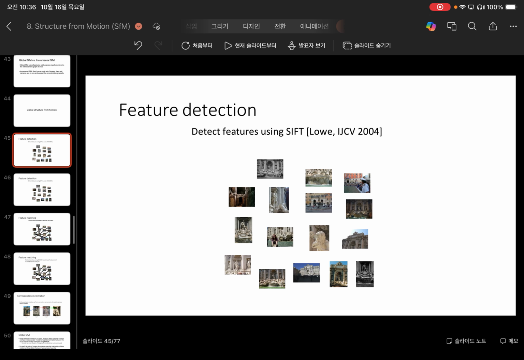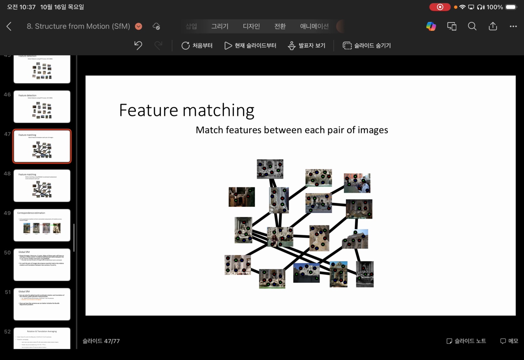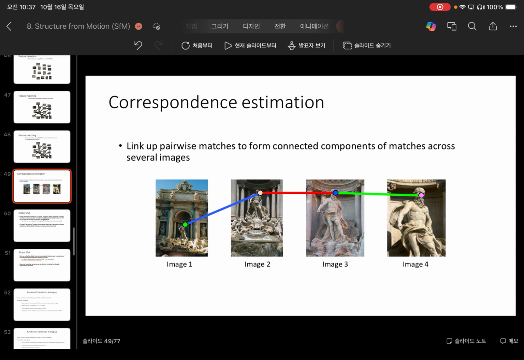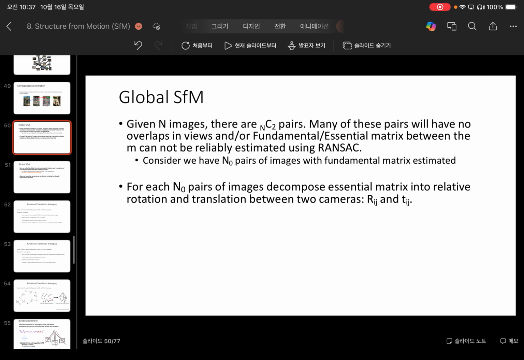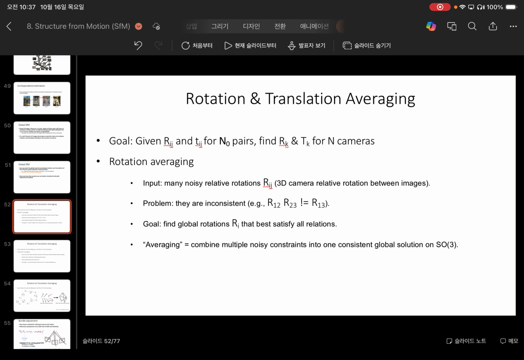So global structure from motion, as I said, here is just image matching, right? We learned SIFT and we can get image matching, and then we have multiple relative camera rotations and translations between frames, right? So here the input is many noisy relative rotations. Relative rotation means the 3D camera relative rotation between images. We only have relative rotation. But the problem is that they are inconsistent.